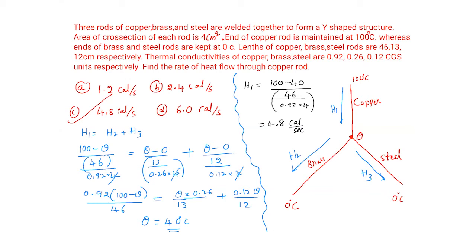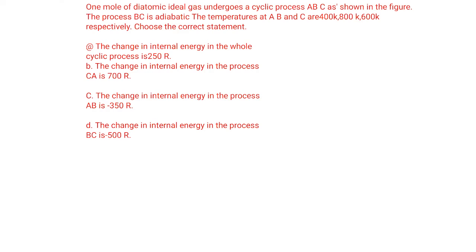Then children, have you copied this? Next question on thermodynamics. 1 mole of diatomic ideal gas undergoes a cyclic process ABC, as shown in the figure.